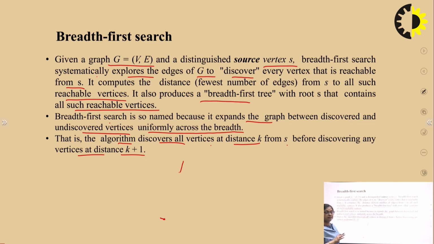Okay, so now let us try to understand it. Let me say I am having this graph.